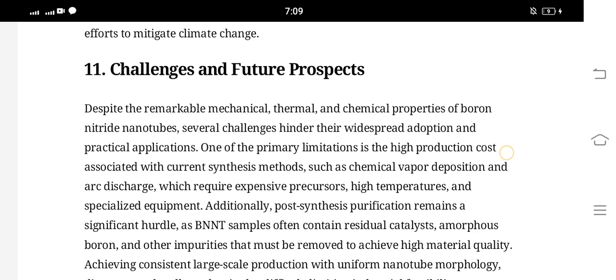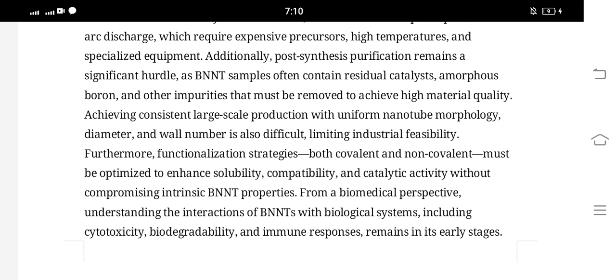Furthermore, while covalent and non-covalent functionalization enhances solubility and catalytic activity, optimizing these strategies without compromising intrinsic boron nitride nanotube 3 properties remains challenging. From a biomedical perspective, a comprehensive understanding of boron nitride nanotube interaction with biological systems, including cytotoxicity, biodegradability, and immune response, is still in its early stages. Thus, BNNT-3 is not just a nanomaterial but a platform for innovation, sustainability, and advanced technological solutions.